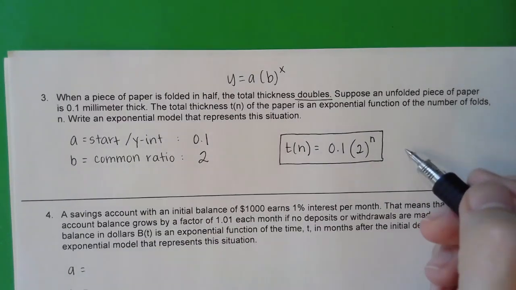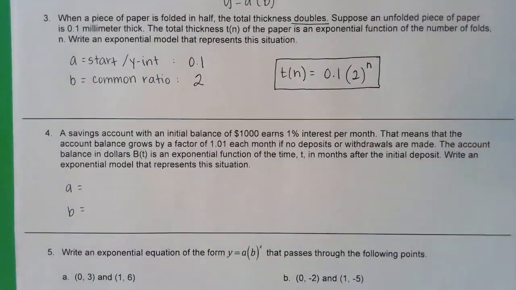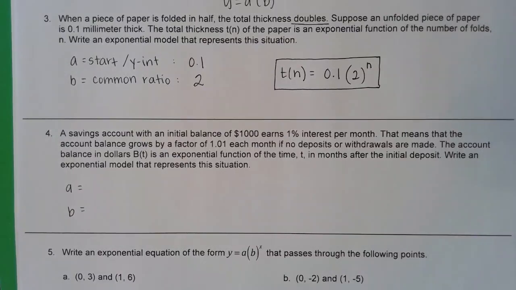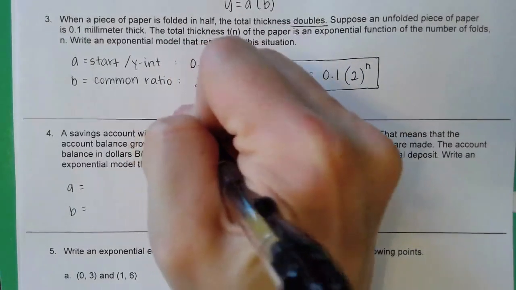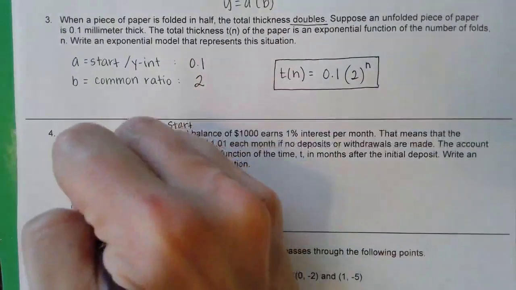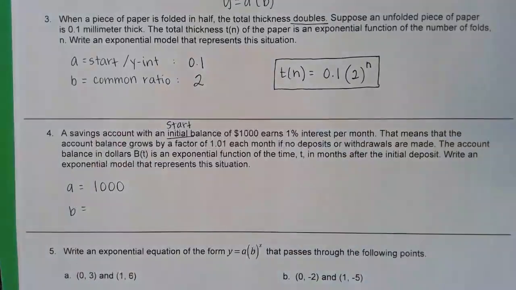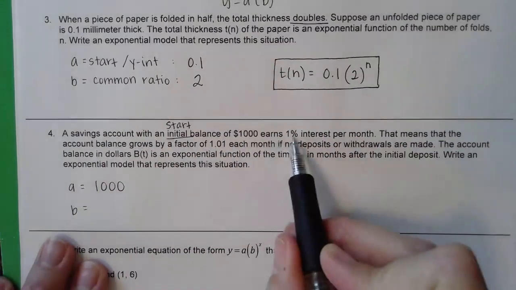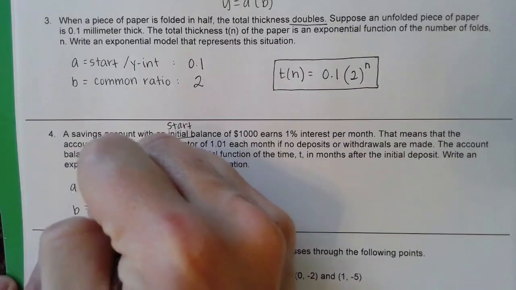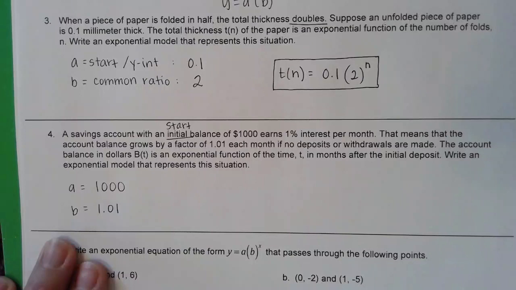In question number 4, we're asked to do the same thing. This one says a savings account with an initial balance of $1,000. Initial means that's how much it starts with. So for this one, it says it's starting with $1,000, and then it tells you that it earns 1% interest per month. So if it earns 1% interest per month, it says it's going up every month. You would multiply it by 1.01 to get it to go up to the next number.